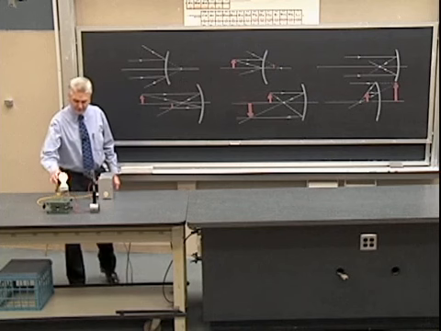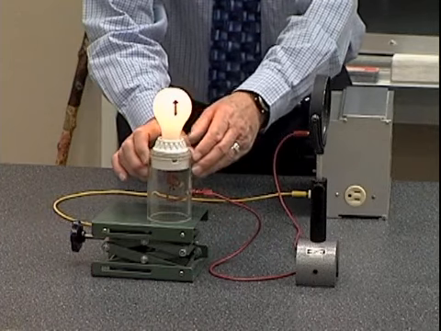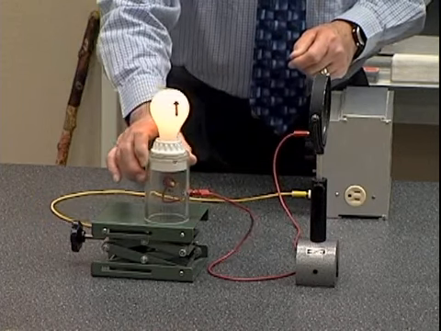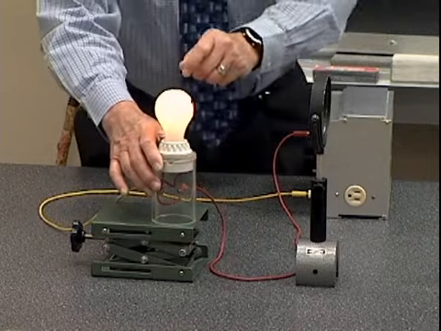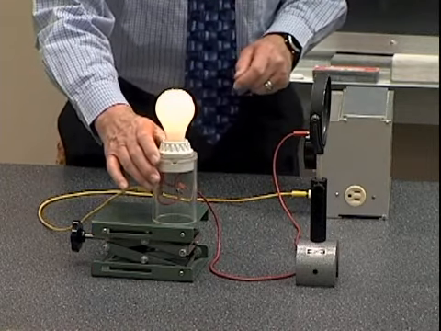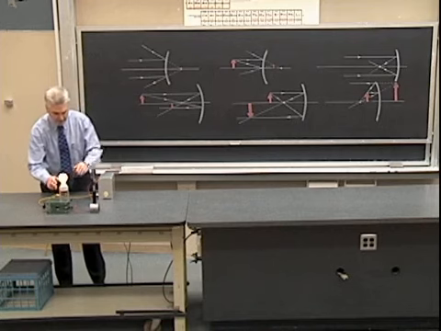So now I'd like to demonstrate this with an object here. I've got a light globe with an arrow drawn on it. That arrow will be our object. And we have the current turned up just a little bit on the light globe here so we get better contrast. And we'll face that arrow toward the mirror.